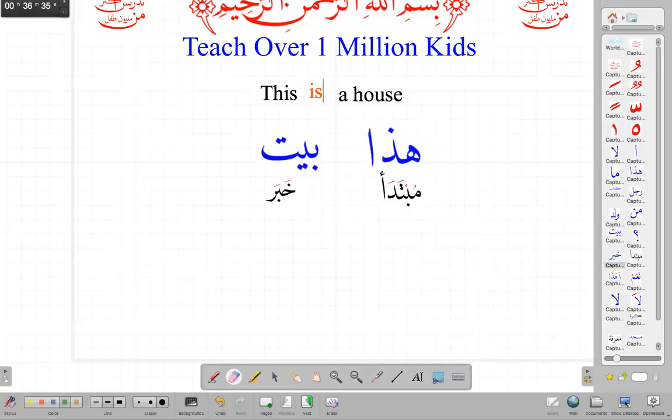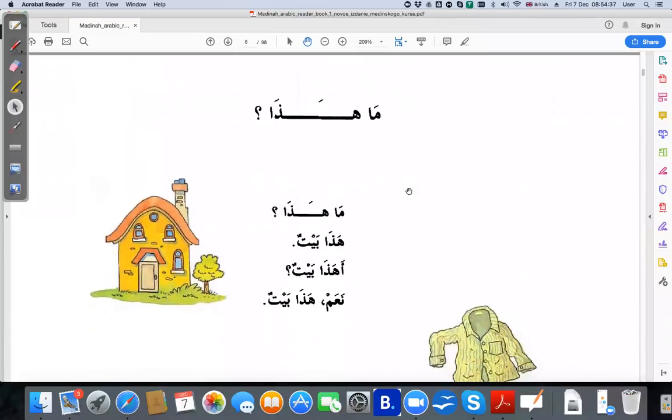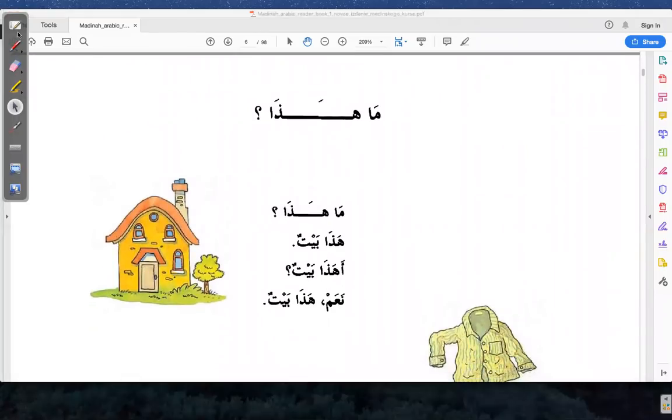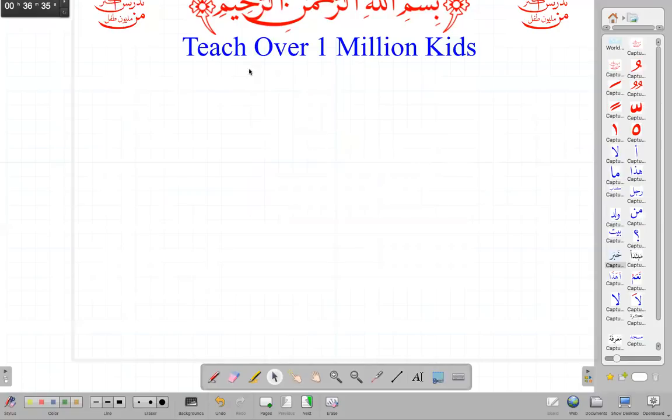Okay, next lesson will be how to ask ma hada. How to say ma hada in Arabic? Ma hada. What is the meaning of ma hada? You have to put the vowels or no? We should put the vowels for now. Okay, no problem. Ma hada.